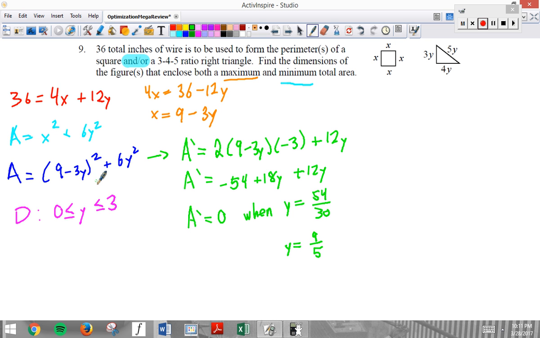Plugged it in. Alright, banging. Here we go. Let's do it. 0 included. 3 included. 9/5 is between there. That was one thing I was worried about. It's definitely less than 3.